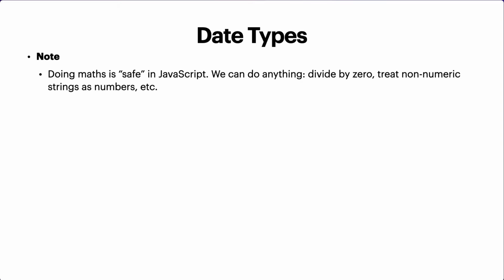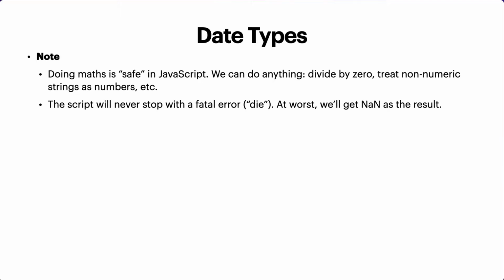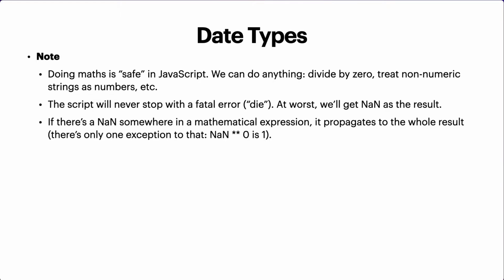So let's take a small note. Doing math is safe in JavaScript. We can do anything, divide by 0, treat non-numeric strings as numbers, etc. We saw that we divided a string by a number and we got not a number. So it's really safe. It doesn't throw any kind of error, so the script will never stop with a fatal error. Sometimes you get an error and then your whole script is broken, your application is broken. But in this case, if you are dealing with numbers, at worst you'll get not a number as a result, but your script will still run and it should be fine.